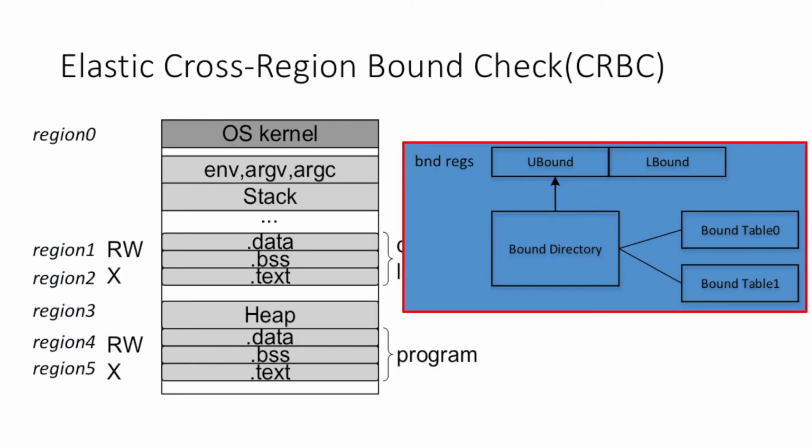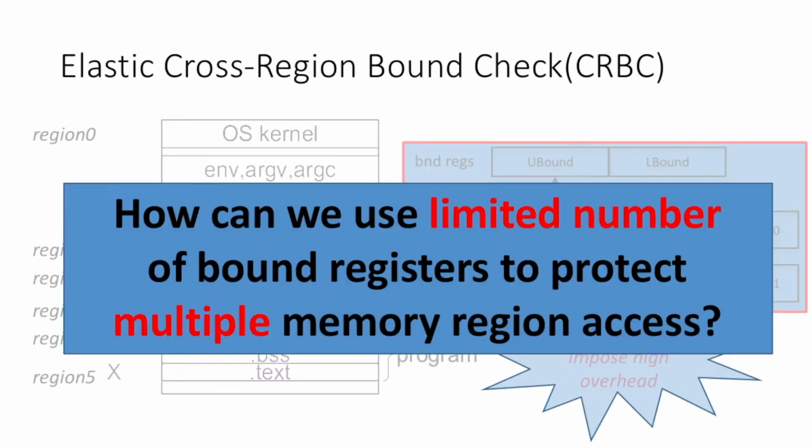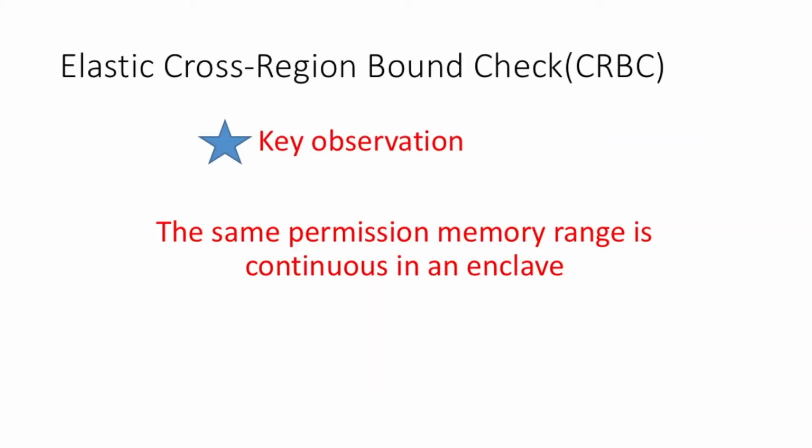So if we use MPX to protect memory access, it needs to use a bound table to maintain the information, and the register loads and stores bound info to the memory, which imposes significant performance overhead. So how to use only a limited number of bound registers to protect multiple memory region accesses is a challenge.